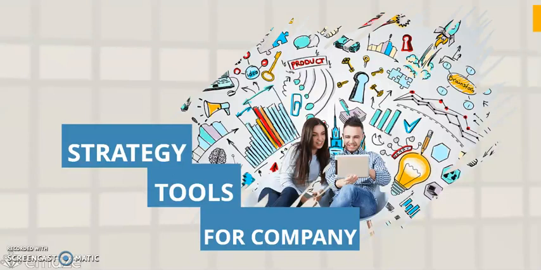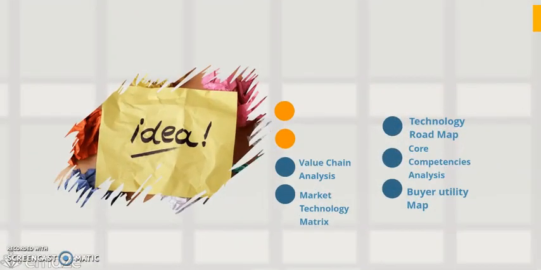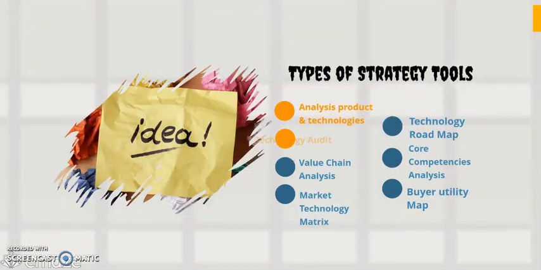Our group will explain about strategic tools for a company. There are many types of strategic tools, but for today we will discuss only two of them. The first one is analysis of product and technologies. The second one is technology audit. The other five types of strategic tools will be presented by the other groups.